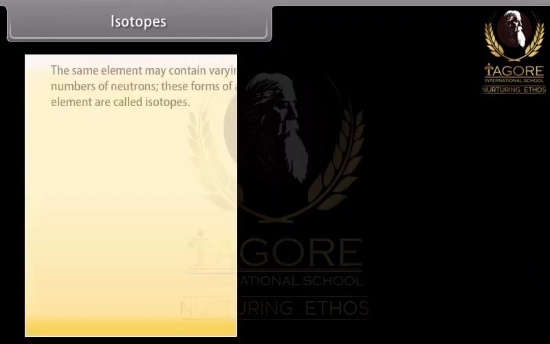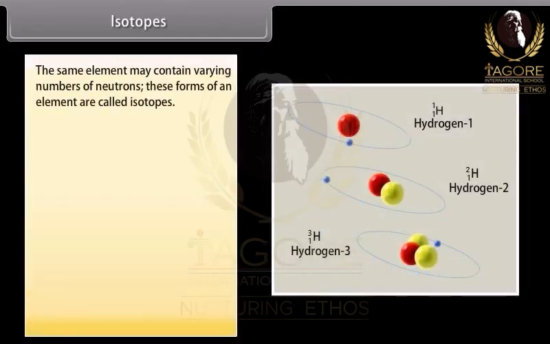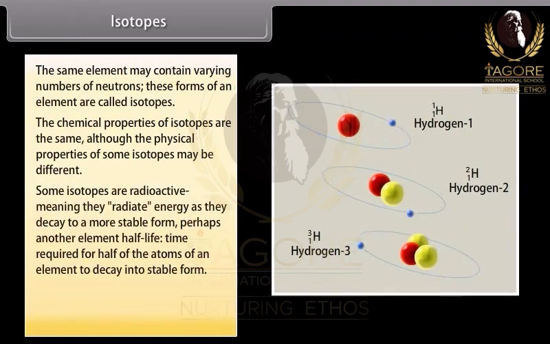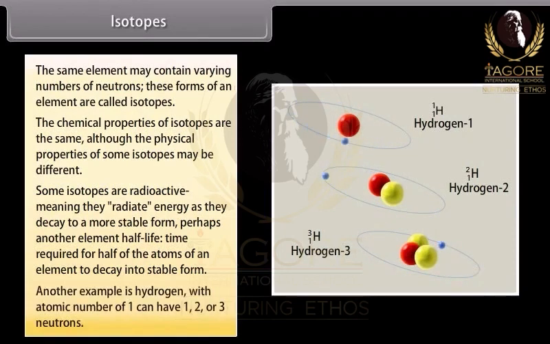Isotopes. The same element may contain varying numbers of neutrons. These forms of an element are called isotopes. The chemical properties of isotopes are the same, although the physical properties of some isotopes may be different. Some isotopes are radioactive, meaning they radiate energy as they decay to a more stable form, perhaps another element. Half-life is the time required for half of the atoms of an element to decay into stable form. Another example is hydrogen, with atomic number of 1, which can have 1, 2, or 3 neutrons.